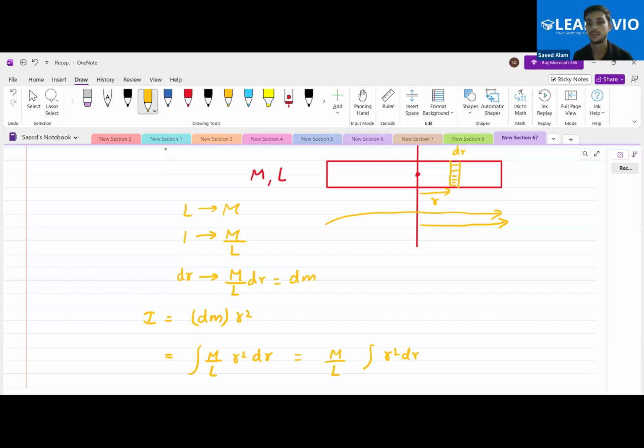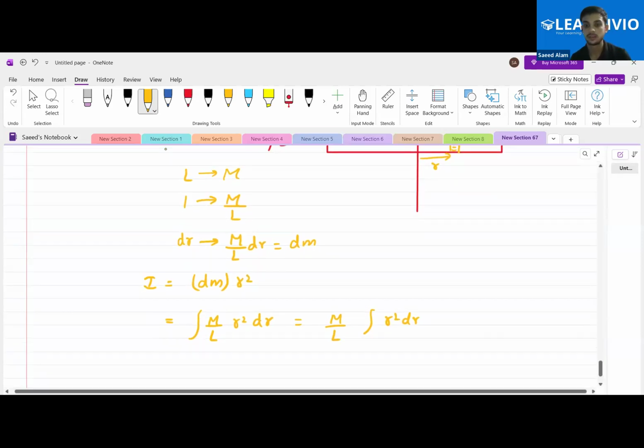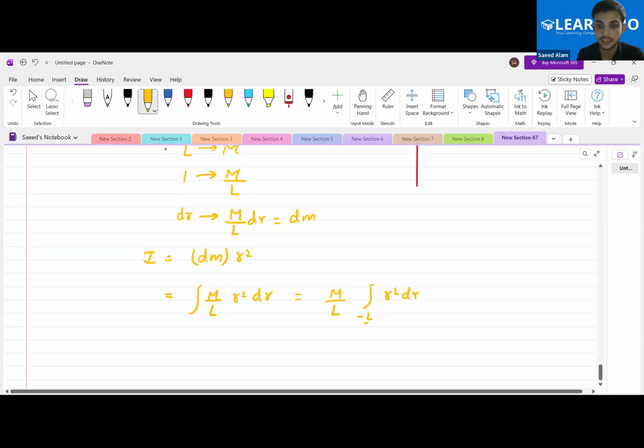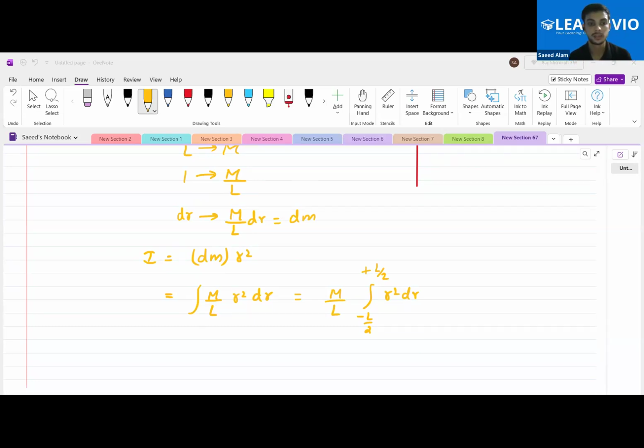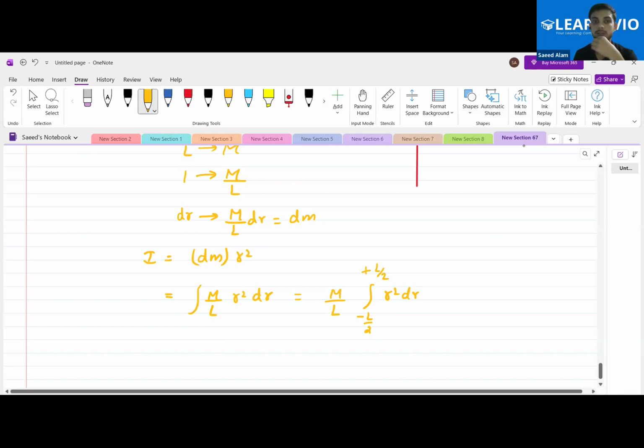Is it this size? Yes or no? You need to integrate it from one of its ends to the other end. So minus L by 2 to L by 2. Yes, exactly. The limit will be minus of L by 2 to plus of L by 2. Okay, calculate it, everyone, and tell me the answer. What do you get?